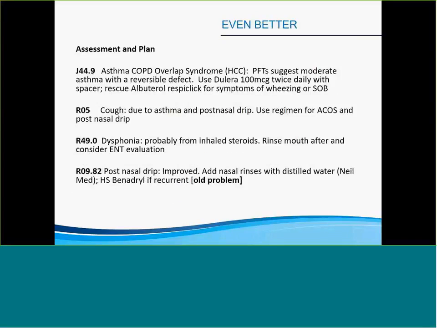So I would recommend doing everything all at once. You make your problems, you give your assessment and plan. So J44.9, asthma COPD overlap syndrome. PFT suggests moderate asthma with reversible defect. Use Dulera. Cough, asthma, and postnasal drip. Use the same regimen. Dysphonia, probably from steroids. That's your logic. Rinse your mouth. That's your plan. Postnasal drip, old problem, improved. Plan, nasal rinses, and maybe Benadryl.